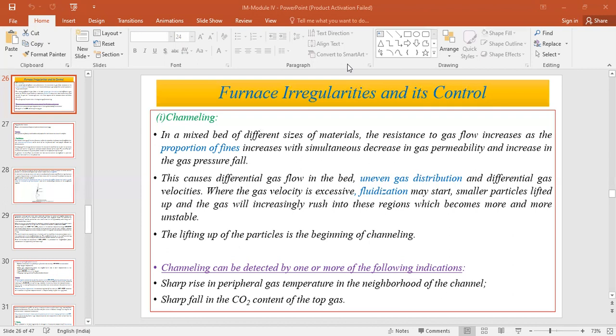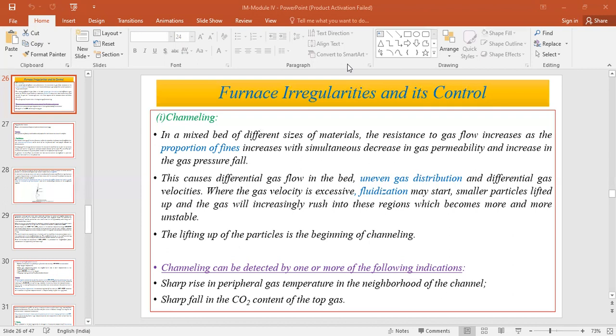So during the process of the reduction of iron, followed by the melting, there are some irregularities which the operators encounter on a day-to-day basis. So we will be discussing some of the irregularities which come across during the iron making process in the blast furnace route. So the first thing is the channeling.